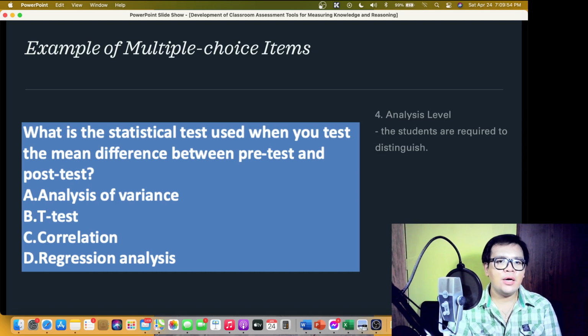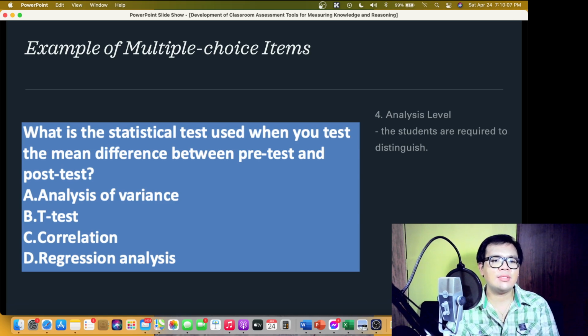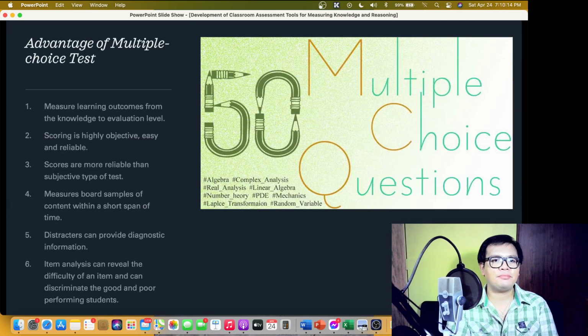And number four, example of a multiple choice item which has analysis level, the students are required to distinguish. So example, what is the statistical test used when you test the mean difference between pre-test and post-test? So A, analysis of variance, B, t-test, C, correlation, D, regression analysis.